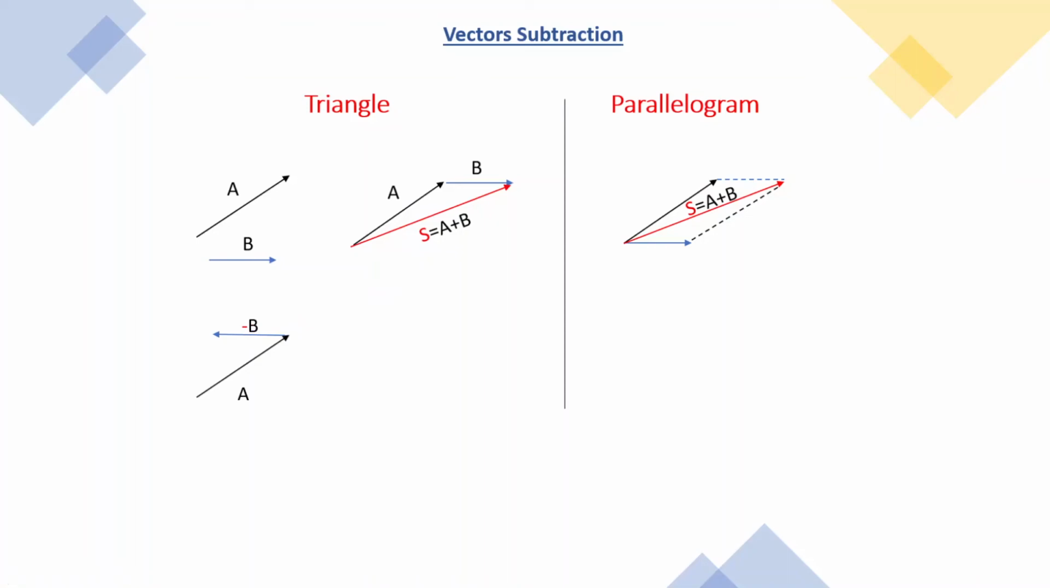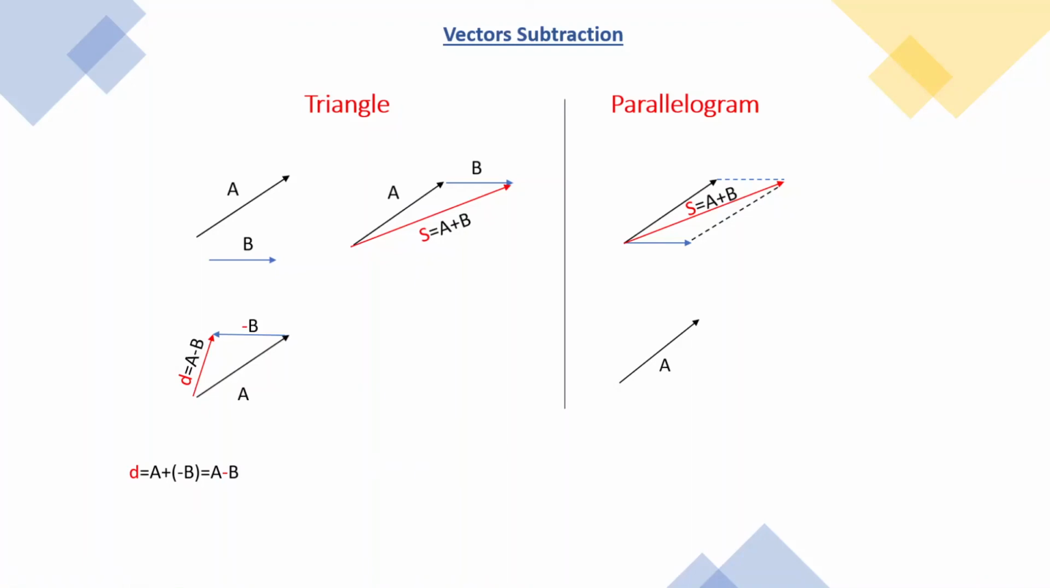You connect the tail of vector A to the tip of negative vector B, and you will have the subtraction of these two vectors. The difference between these two vectors is A minus B. So actually we did D equals A plus minus B. So you're again using the summation, but here you're adding the negative of vector B to A.